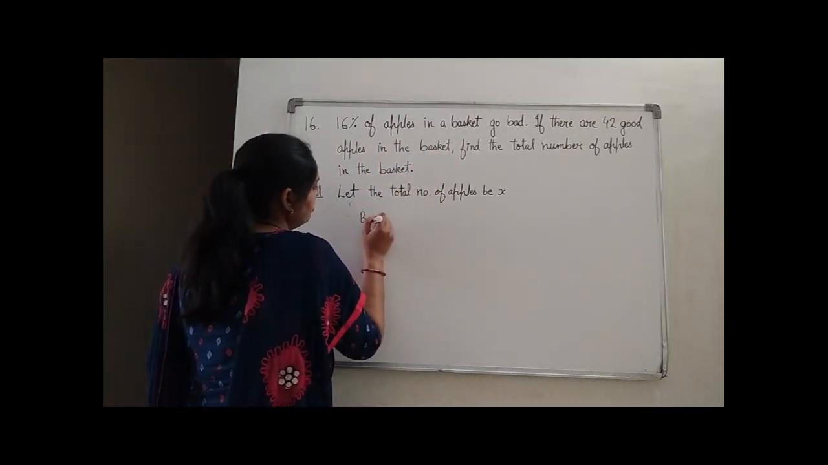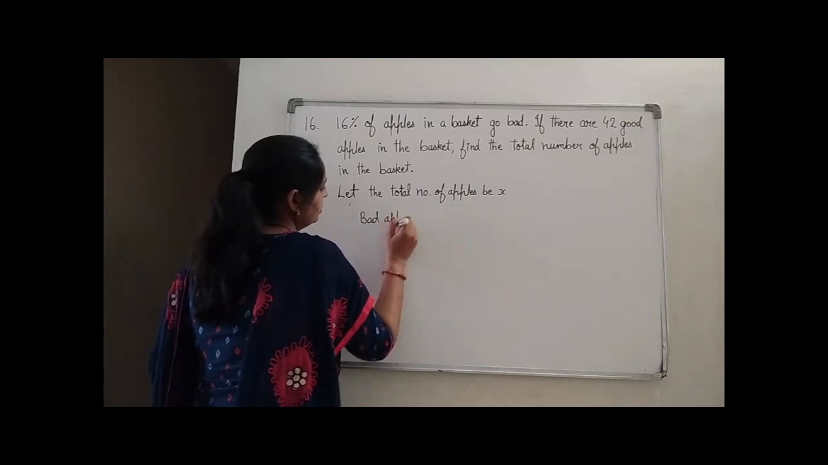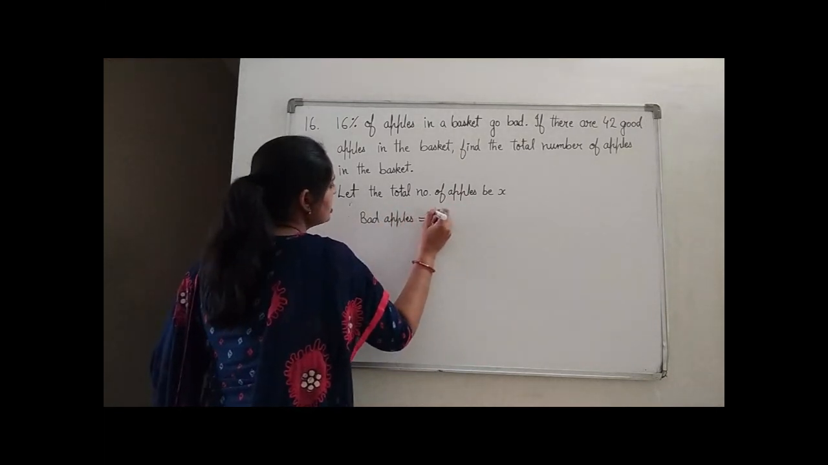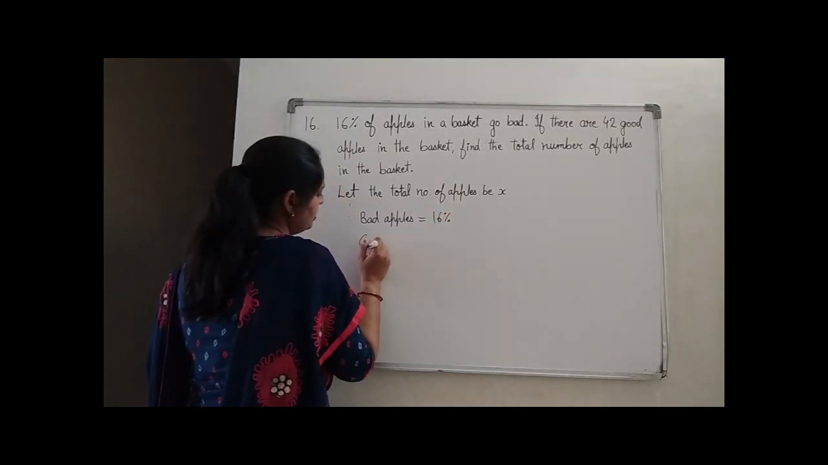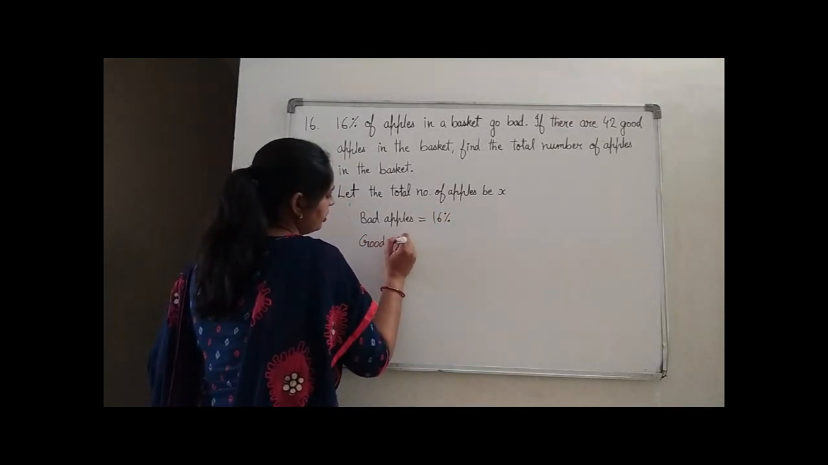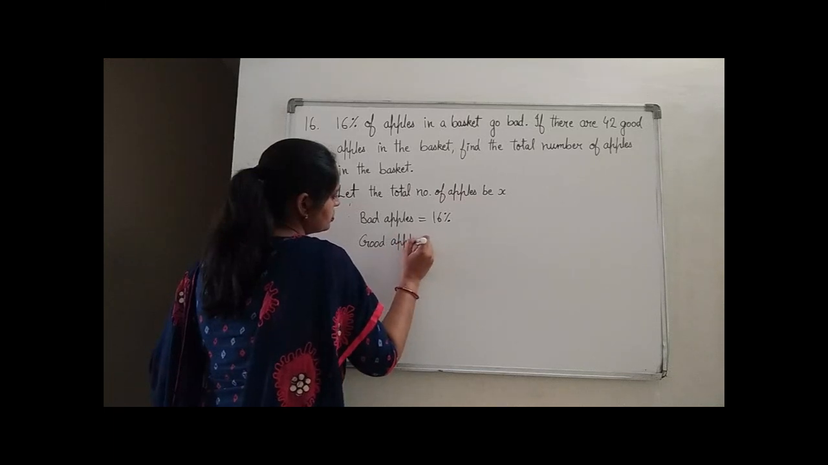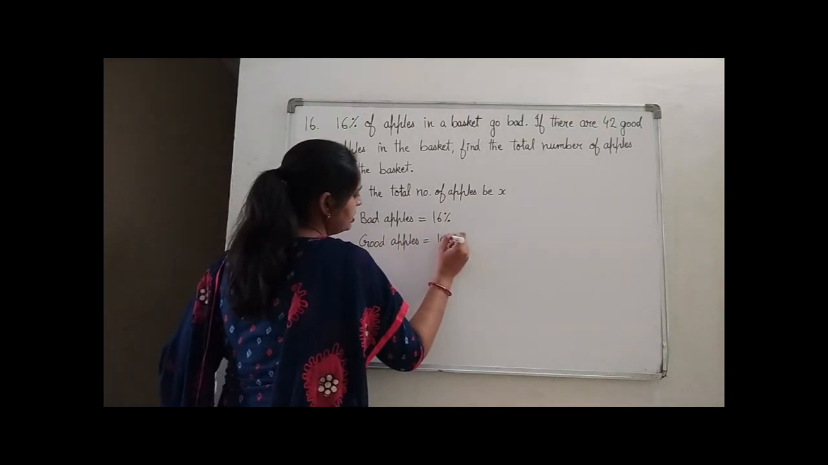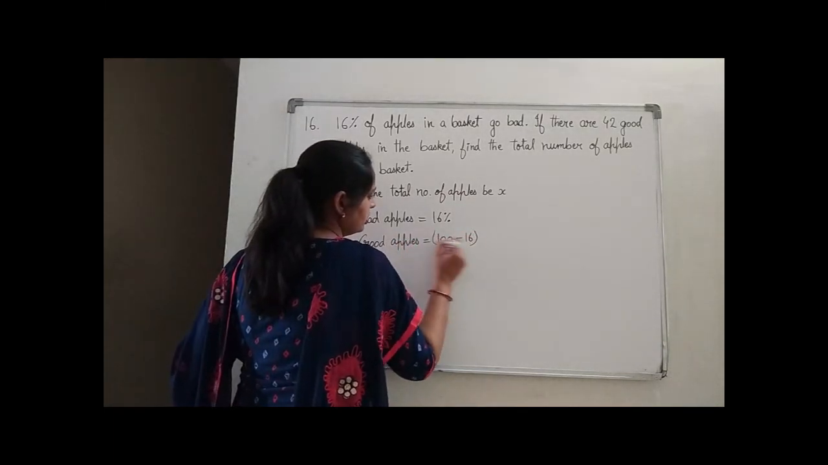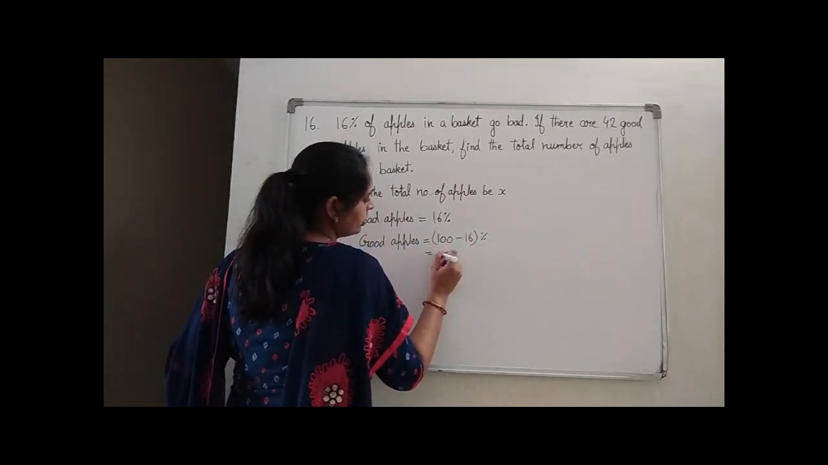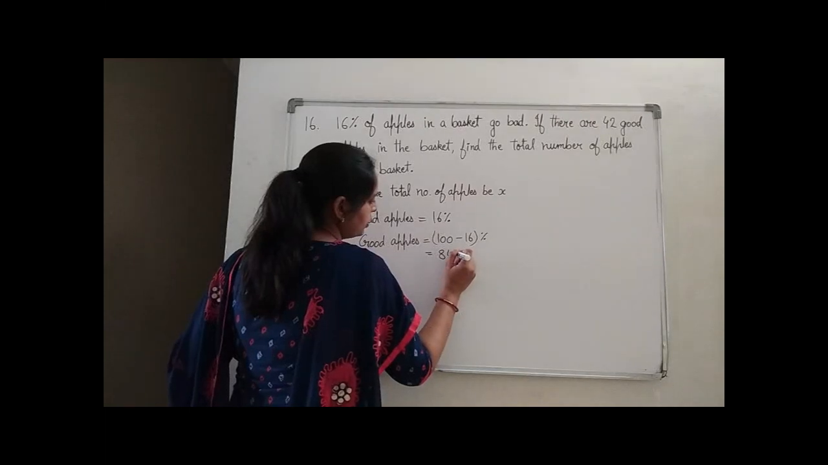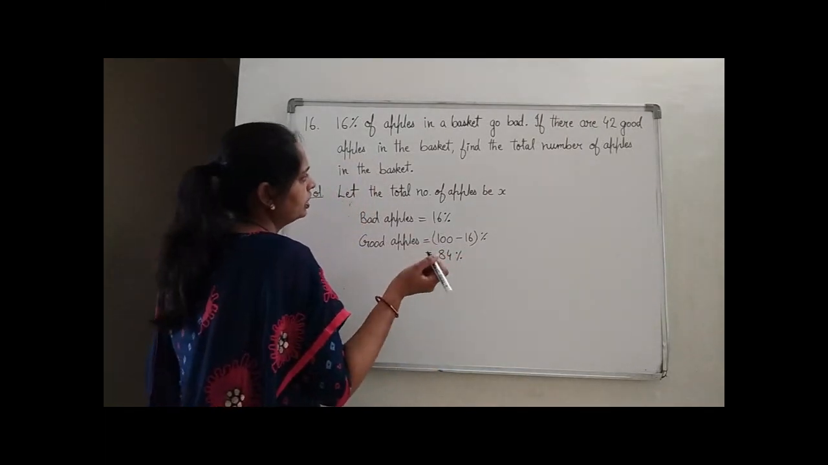So, bad apples are how many? Bad apples are 16%. So if 16% are bad apples, good apples should be equal to how much? 100 minus 16%, right? So we have how much? 84%. So 84% of the apples are good.